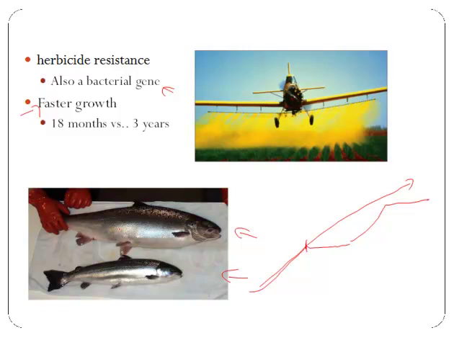This is beneficial for fish farmers because with the same amount of resources, they produce more food. Our demand for food is increasing, so we need to have increased food availability. So larger fish helps with that.